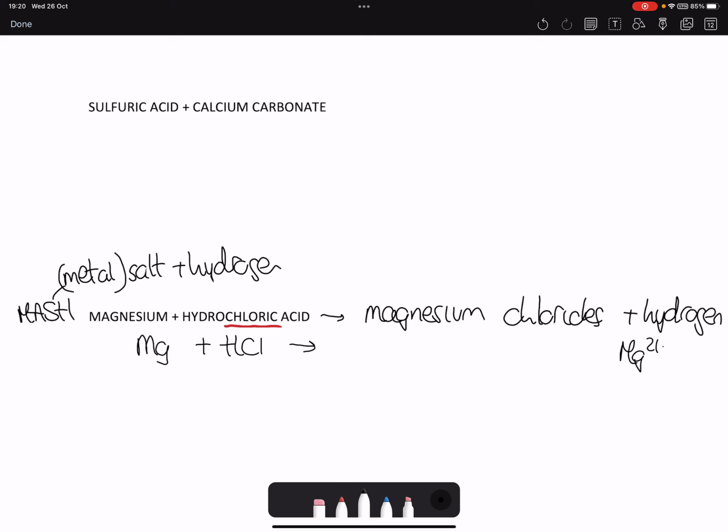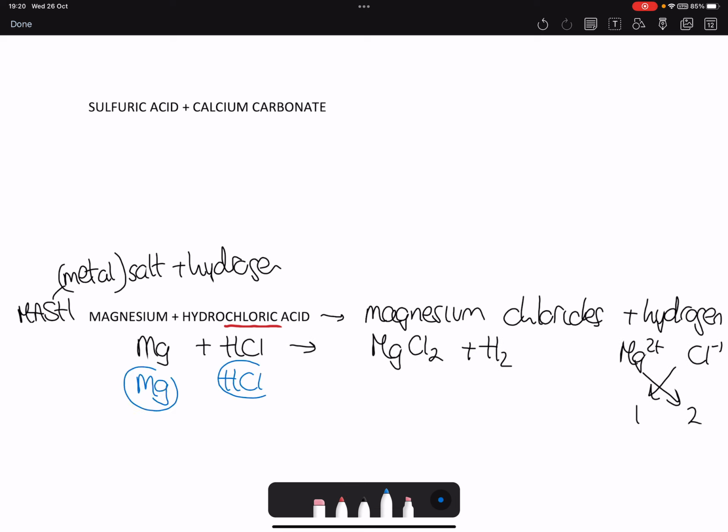So magnesium is group 2. Chloride is a group 7, so it's -1. We do our drop down like so. It's going to be 1:2. So I write this as MgCl2 plus hydrogen gas. We package everything up, so it's MgClCl and it is HH.